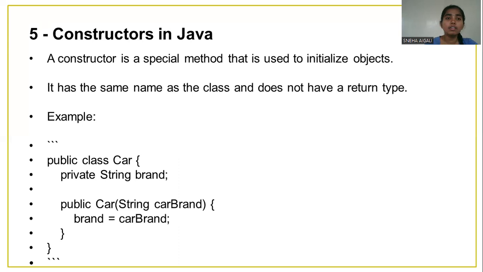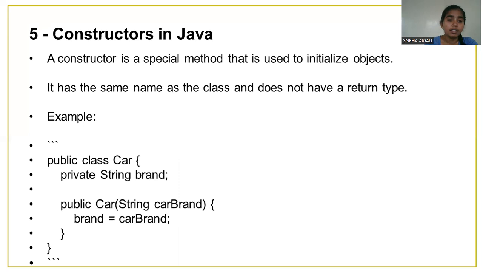Next up, we have constructors in Java. A constructor is a special method that is used to initialize the objects. Constructors have the same name as the class, but they do not have any return type. That is, it is a void.